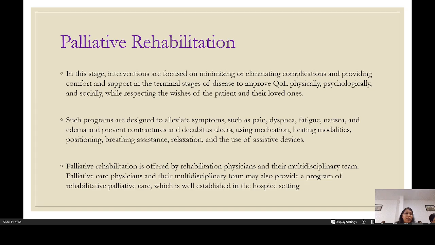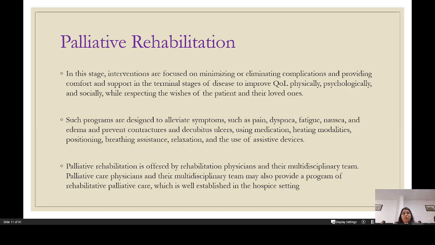Third is palliative rehabilitation. In this stage, intervention are focused on minimizing or eliminating complication and providing comfort and support in the terminal stage of the disease to improve quality of life physically, psychologically, and socially, while respecting the wishes of the patient and their loved ones. Such programs are designed to alleviate symptoms such as pain, dyspnea, fatigue, nausea, and edema, and prevent contracture and ulcer using medication, breathing modalities, positioning, breathing assistance, relaxation, and use of assistive device.